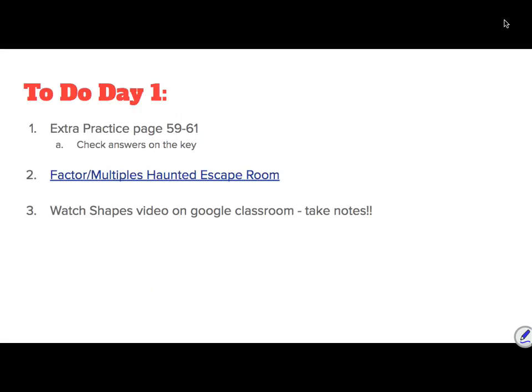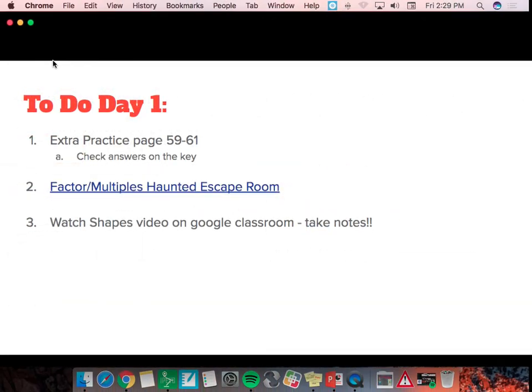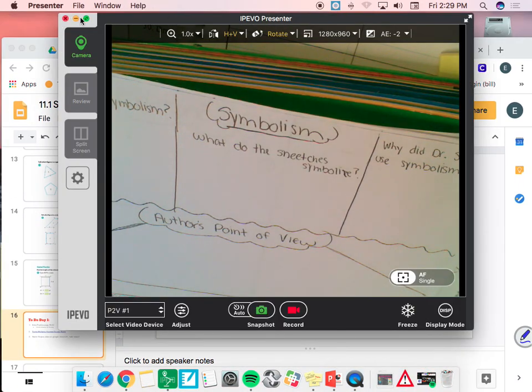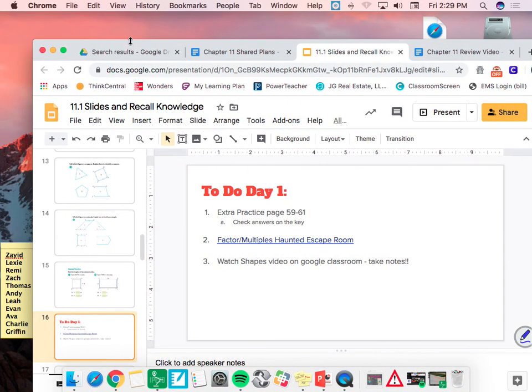That's it. You are going to do, right now, check to see if you can do any practice. If you do have an extra practice page, you could do pages 59 through 61 to practice this. Or maybe there's some good stuff to practice on Study Island as well. And you can check any workbook pages that go with 11.1 in your workbook.